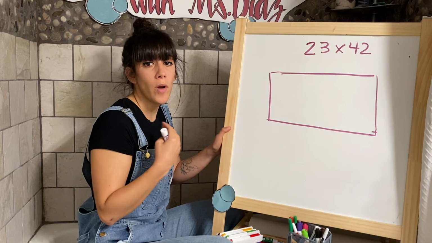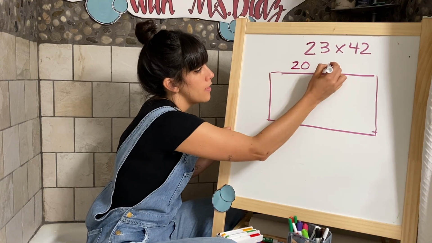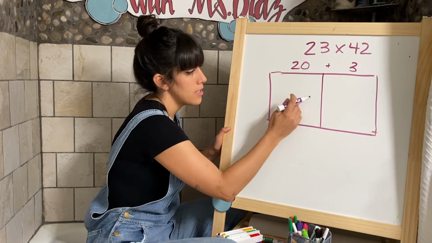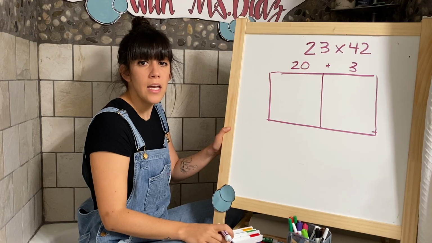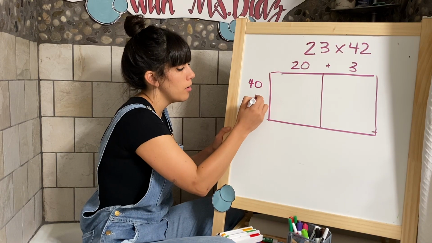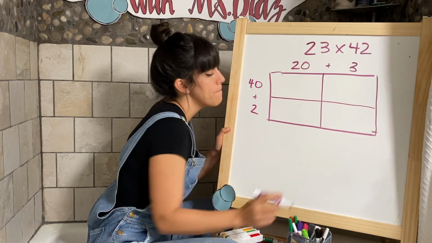So for example, 23, I could split it up for 20, and then I could add 3 more on the side and make my tens and ones boxes for that. And then I can do the same for 42. I could do 40 here plus the 2 that it has and split this up as well.